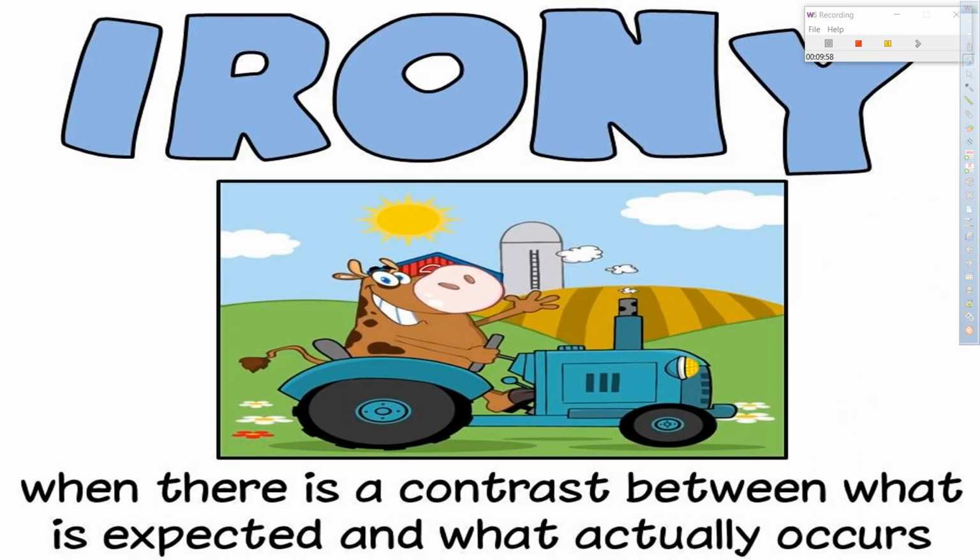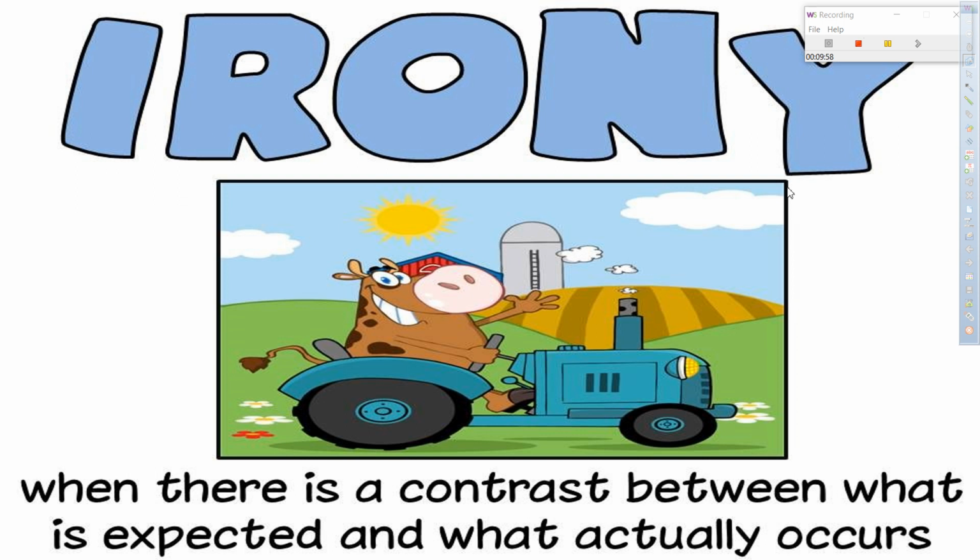All right, we're going to talk about irony, and I think these are the last two slides. Irony is when there is a contrast between what is expected and what actually occurs. So if you look at this visual in the middle of irony, on a farm, who would you expect to do the farm work? You would expect the farmer to do the farm work. But here we have a cow doing the farm work, and so this is different than what is actually expected. So this would be an example of irony.